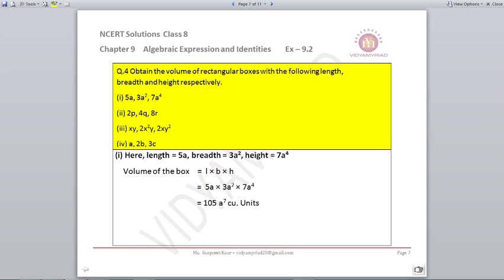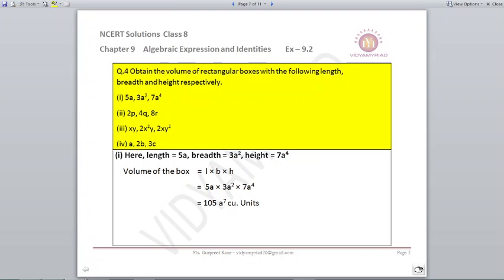Question number 4. Obtain the volume of rectangular boxes with the following length, breadth and height. First of all, you need to know the formula of the volume. Volume is length into breadth into height. Like we have done the area of the rectangle, same way now we are going to do the volume. So length is given to us 5a, breadth is given to us 3a square and height is given to us as 7a raised to power 4.